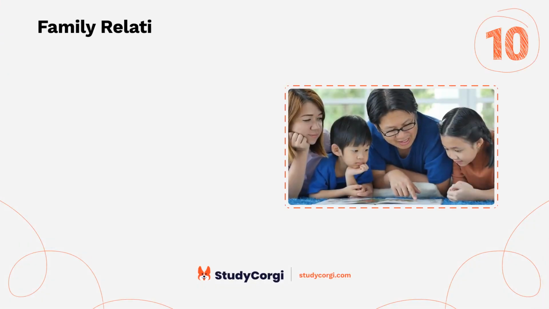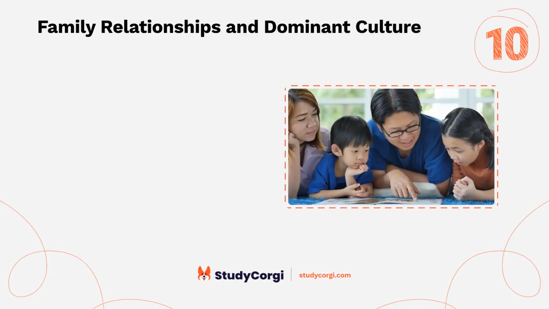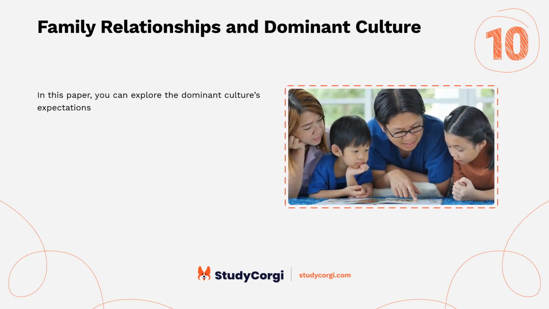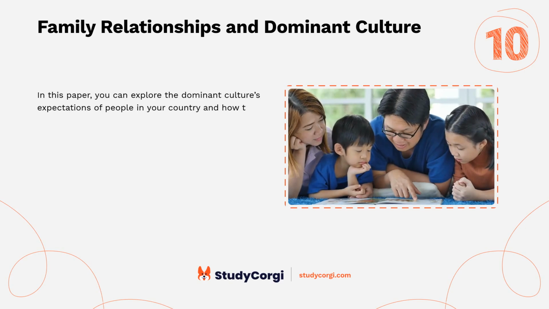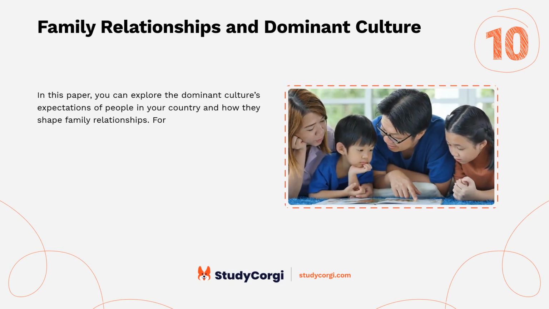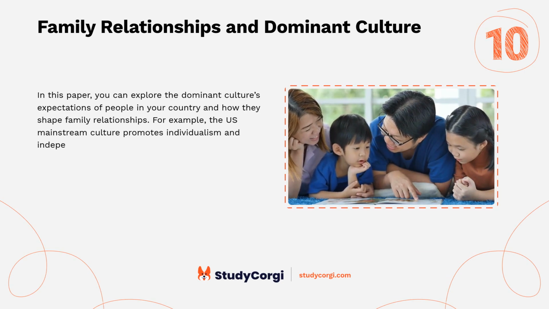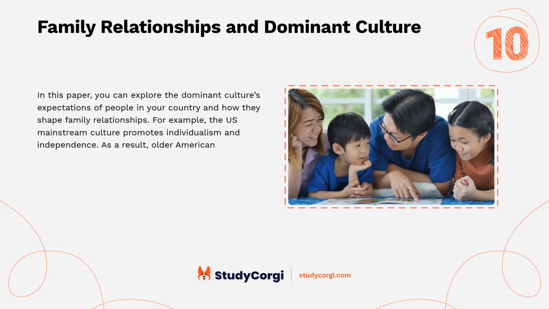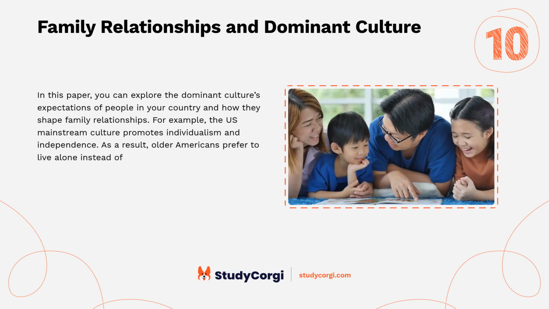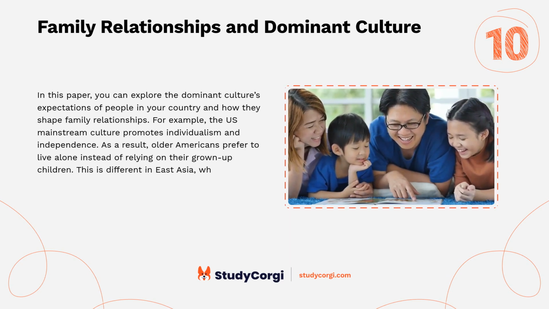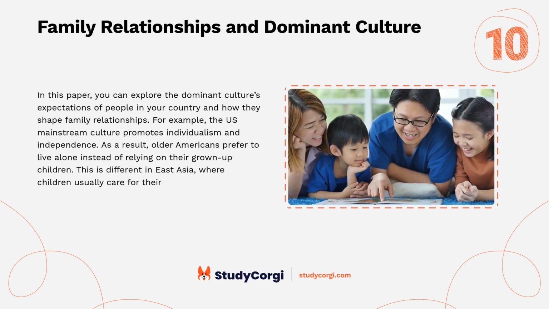Family relationships and dominant culture. In this paper, you can explore the dominant culture's expectations of people in your country and how they shape family relationships. For example, the U.S. mainstream culture promotes individualism and independence. As a result, older Americans prefer to live alone instead of relying on their grown-up children. This is different in East Asia, where children usually care for their elderly parents.